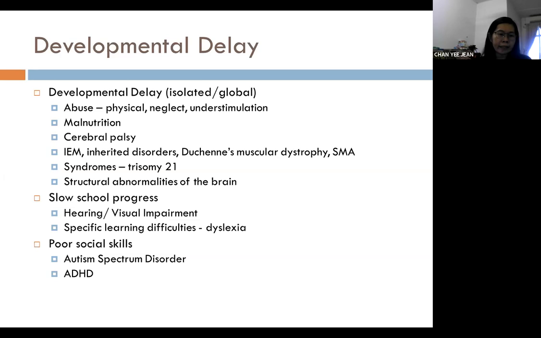A child doesn't need to be totally deaf in order to have delayed speech, or difficulty concentrating in class. Just a little bit is enough already. If the child has specific learning difficulties. So children with poor social skills, you might think of autism spectrum disorder, or in some cases also ADHD, attention deficit hyperactivity disorder.